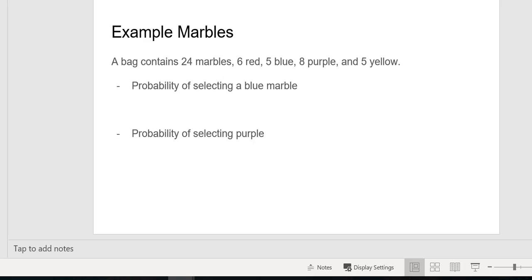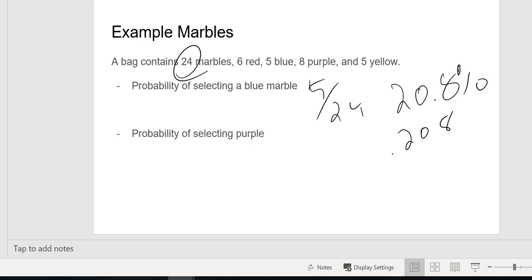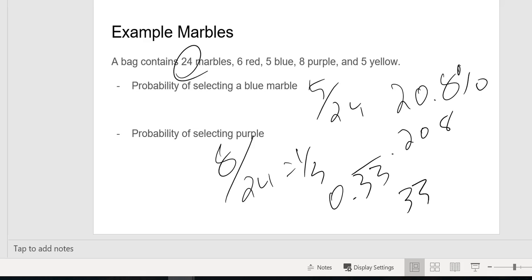Alright, marbles. A bag contains 24 marbles: 6 red, 5 blue, 8 purple, and 5 yellow. What's the probability of selecting a blue? That's 5 over 24. 5 divided by 24 is about 20.8%, or 0.208. What's the probability of selecting a purple? 8 over 24. That'd be 1/3 if you reduce it, which is 0.33 repeating, so 33%. There you go.